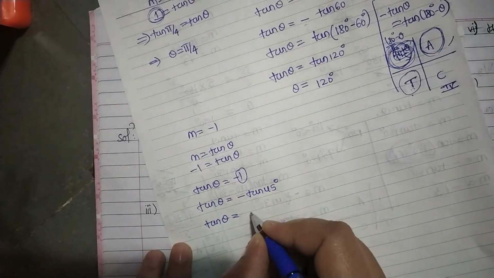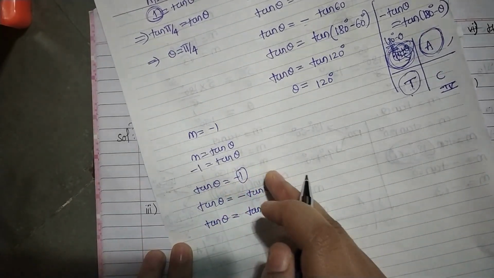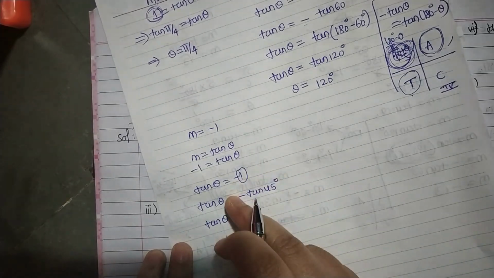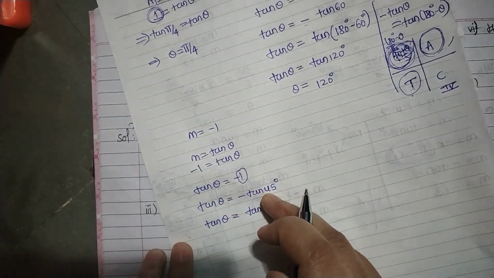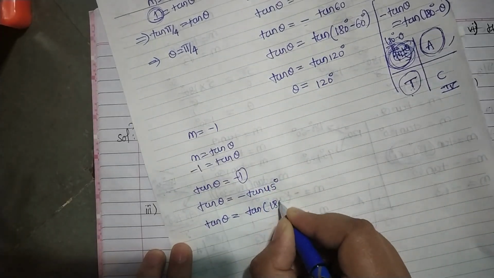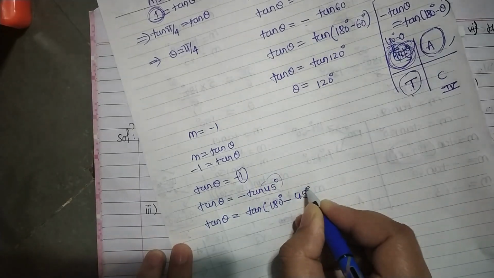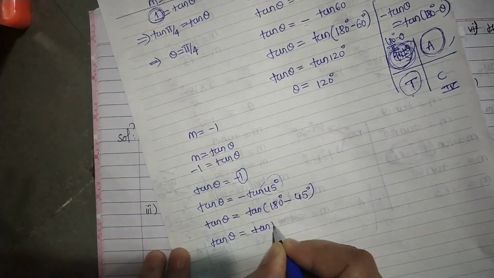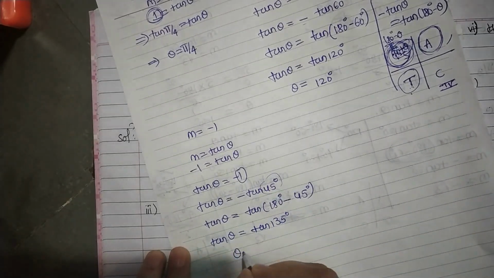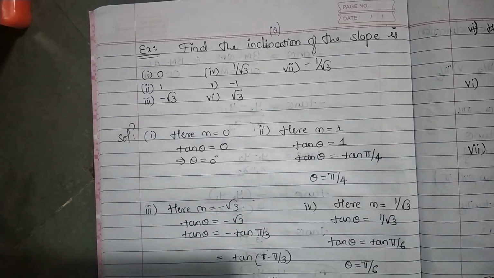Tan is negative in the second quadrant according to the ASTC rule. Therefore, the second quadrant angle is given by 180 degree minus theta. So tan theta is equal to tan of 135 degree. Theta is equal to 135 degree. That is 3 pi by 4.